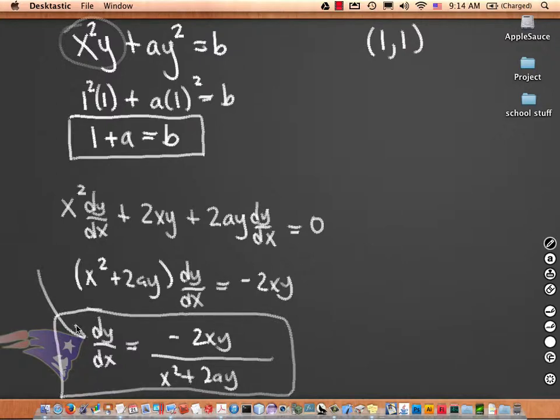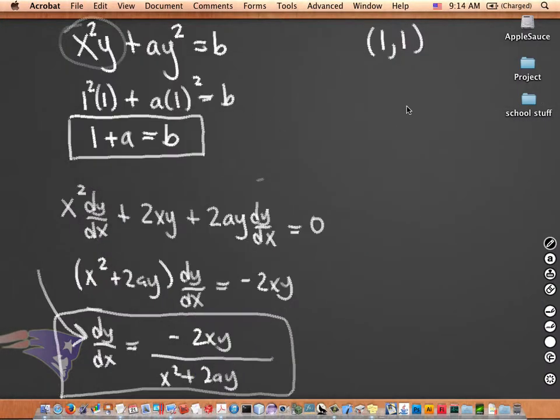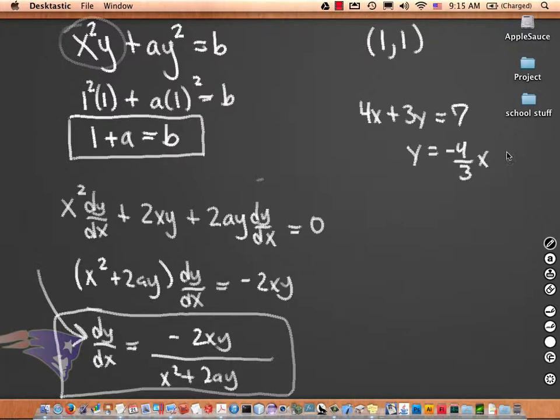But what is the interpretation of dy dx? How do I interpret it? What is dy dx? It's the slope of the tangent line. So what we do is we go back to this equation here, 4x plus 3y equals 7. Let's solve for y. Y equals negative 4/3 x plus 7/3. What's the slope of that line? Negative 4/3, and that's going to be at 1, 1.